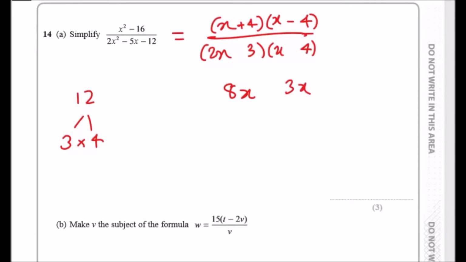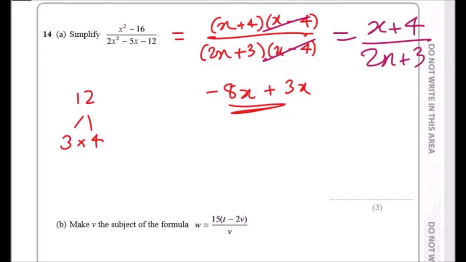So yeah, and to get a minus 5x, we need to subtract, so it'll be a minus 8x plus 3x. So essentially it'll be 2x times 4, which would be minus 8x, and then a plus 3x. That's it. Oh man, it's tongue twisters here. Now you just cancel down, bang bang, and you get x plus 4 over 2x plus 3. Yeah, hope you're not following this because sometimes it gets intense.